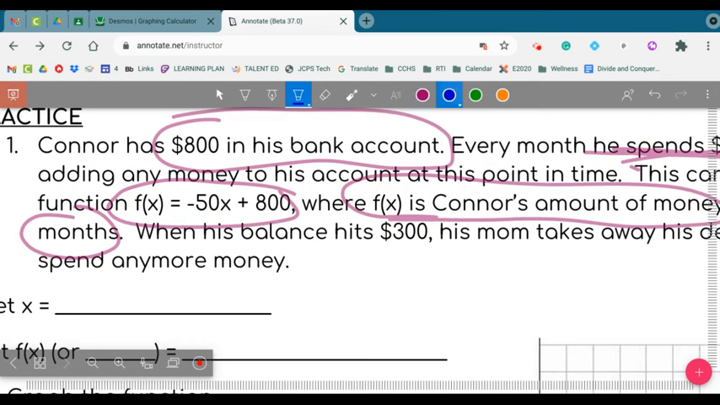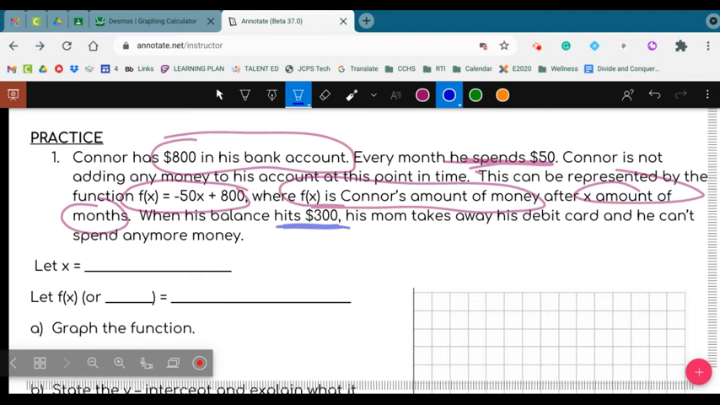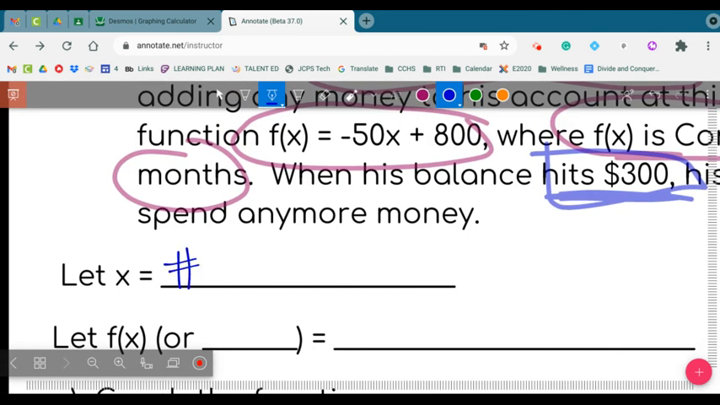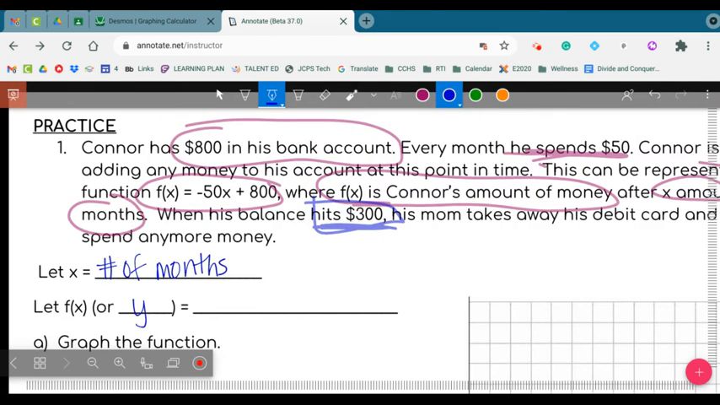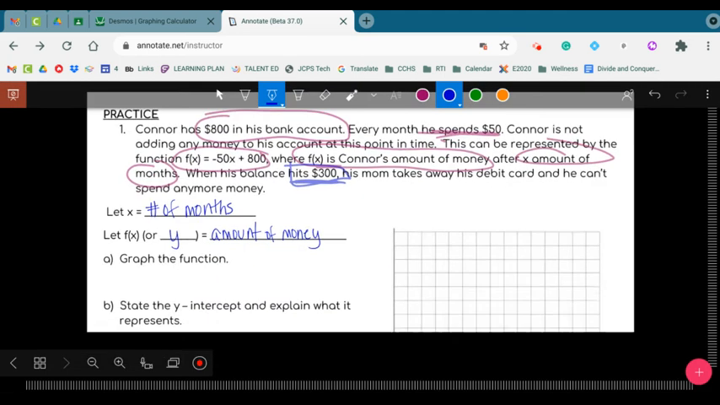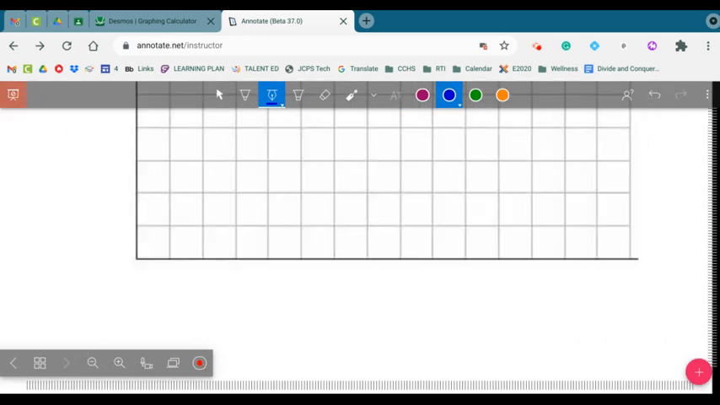Then it says, when his balance hits $300, his mom takes away his debit card and he can't spend any money. So once he hits $300, he's not going to take any more money out. So our x is our number of months. f(x) is the same as y, and that is going to be the amount of money in his account.